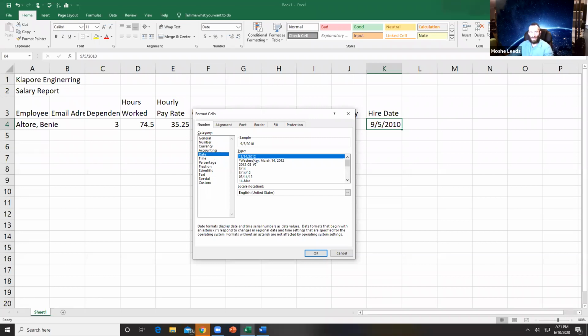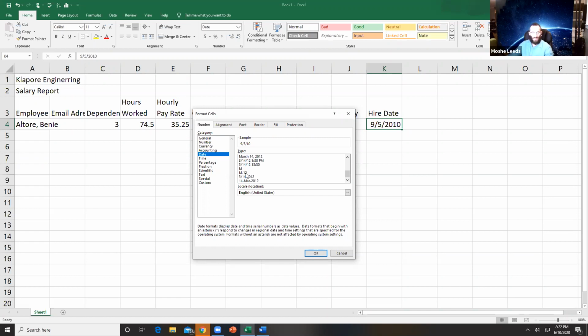Now, if you notice, the sample is showing me what it currently is based on the selection below. If you look, there are many different ways you could select how the date is presented on the file. What we're going to do is select the 3/14/12, the one that has only a 2-digit year, okay? But you could do a long date. Let's say you want to see also the day of the week. You could flip it around. You could do the year first, which is common everywhere but America.